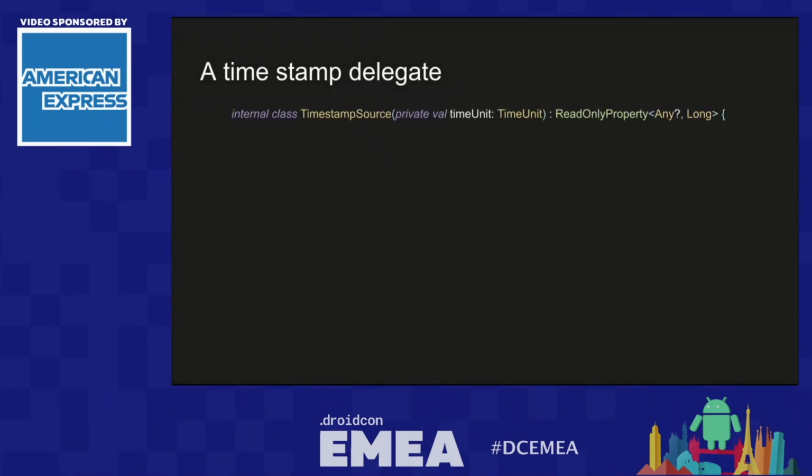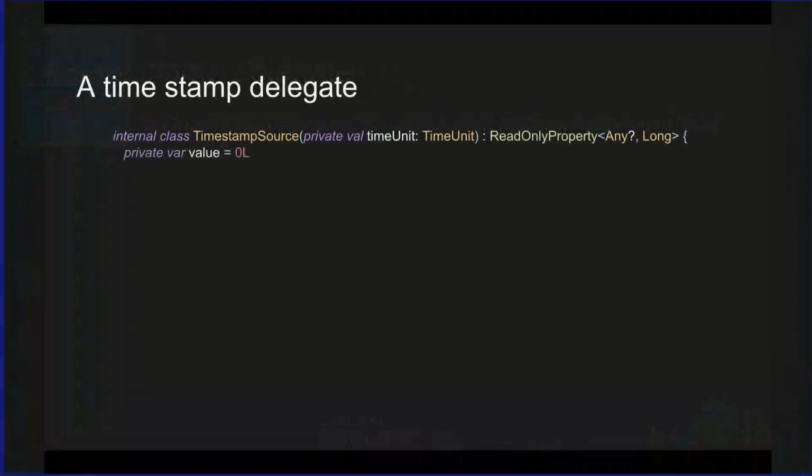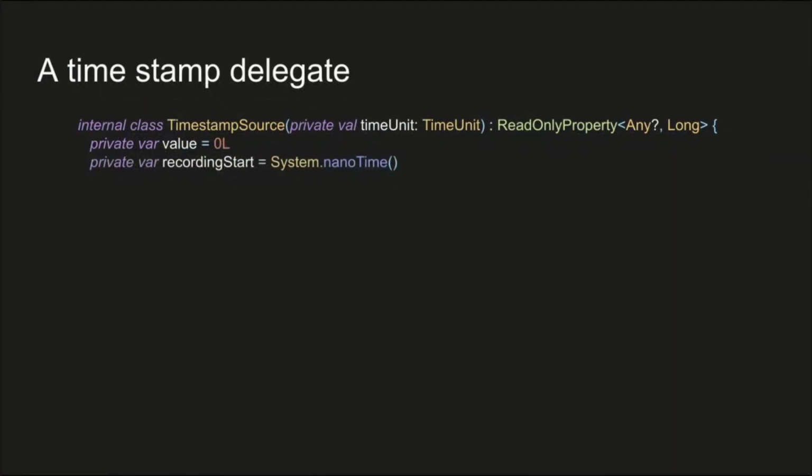So let's look at what an implementation of a timestamp delegate would be. We have an internal class, TimestampSource. You give it the time unit, which is a very handy Java enum. I could start with some initial value 0. My recording start is just going to be System.nanoTime. And the thing about delegates is that you have to override this getValue method. So what I can do is I can just try to get my next value with this next function.